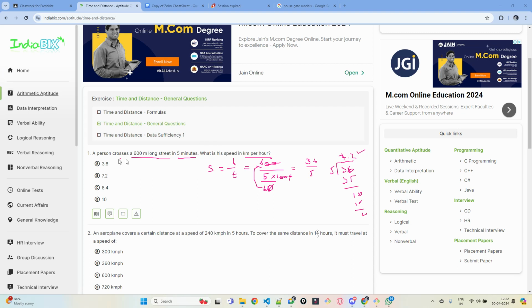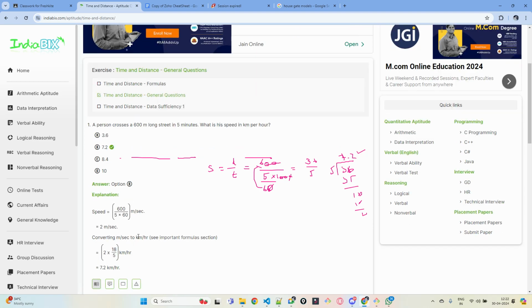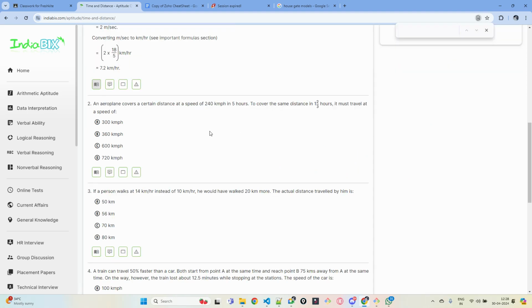And what you have to do? Go and click the right option. You can also find the explanation here. It's a simple explanation of what I did. Always go with the formula. Maths is so simple: distance by time, substitute the values, convert into the respective units, and you're good to go.